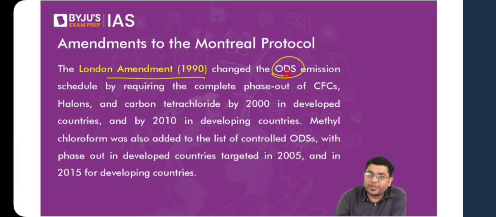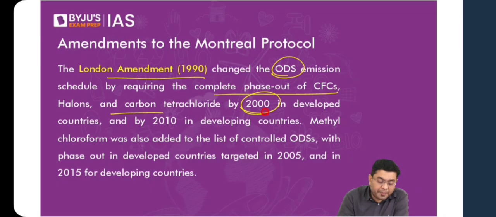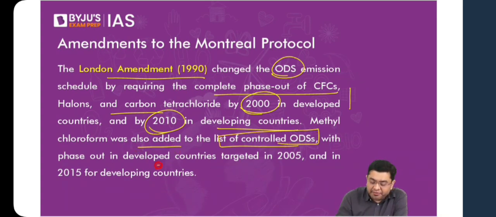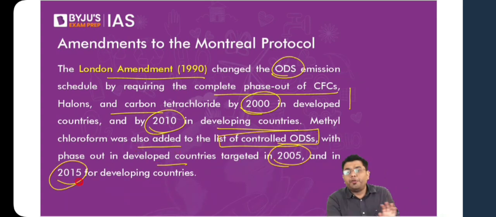So it changed the ODS emission schedule by requiring the complete phase out of CFCs, halons, and carbon tetrachloride by 2000 in developed countries and by 2010 in the developing nations. Okay, this was a target which was set. And then methyl chloroform, which was also identified as an ODS, was added to the list of controlled ODS, with a phase out targeted in 2005 for developed nations and 2015 for the developing nations.